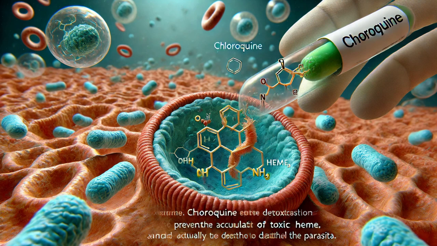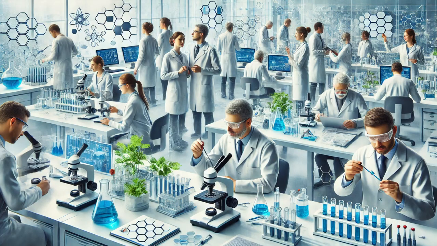Quinolines, such as chloroquine, inhibit the malarial parasite's ability to detoxify hemoglobin byproducts, crucial for its survival. This specific targeting kills the parasite without harming the host. As pathogens evolve and resistance becomes more common, the quest for new antimicrobial agents continues.